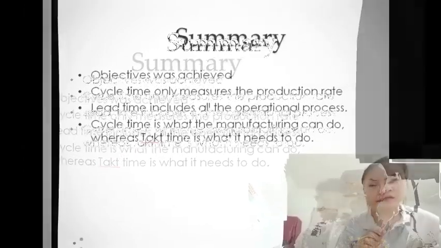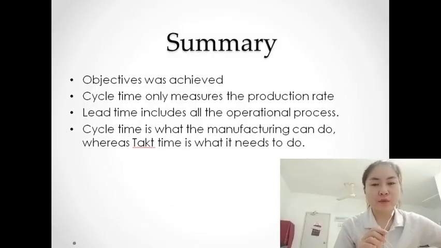As a conclusion, the objective of this assignment was achieved, where students are able to identify the lead time, cycle time, and take time from the process flow and calculate the values. From this assignment, we are able to identify the lead time, which is 5 days, while the cycle time is 7.08 minutes. Through this assignment also, we are able to calculate the take time, which is 9 minutes per unit.